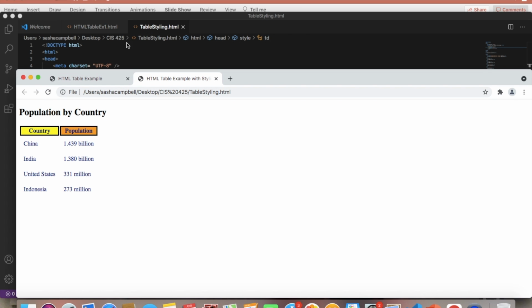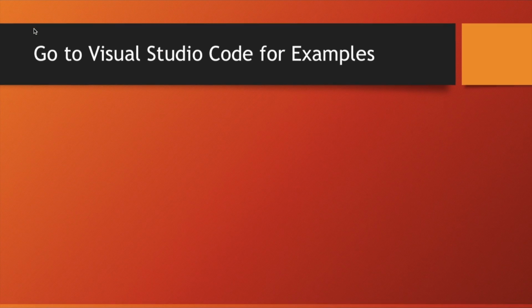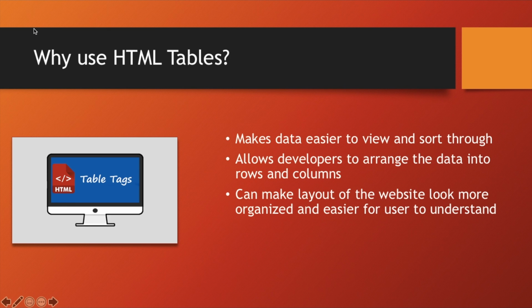And now we can see that those are the examples on how to make a table, and you're able to see that tables make data easier to view and sort through. They allow developers to arrange the data into rows and columns, and it can also make the layout of a website look more organized and easier for users to understand.